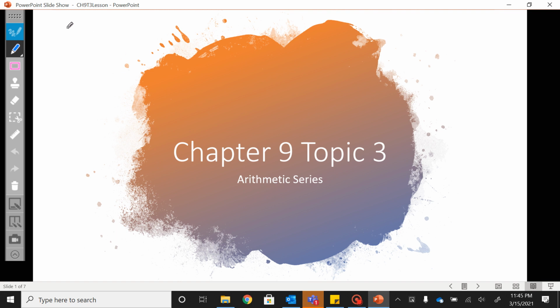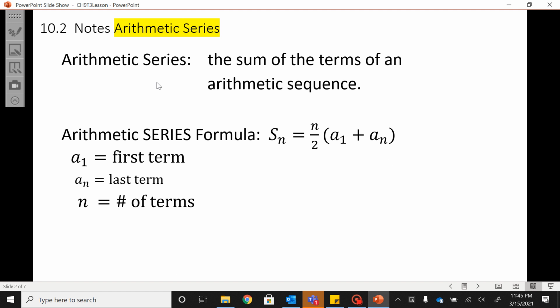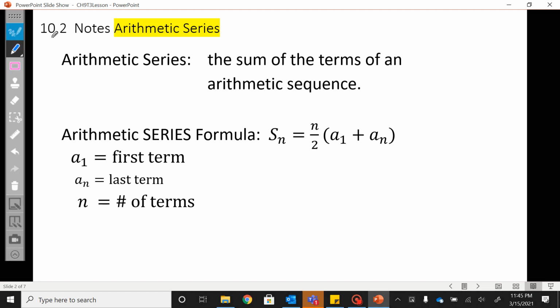So for example, if you have a sequence like 2, 6, let's see, we're adding 4 each time, so 10, 14, etc. This is a sequence. But on the other hand, 2 plus 6 plus 10 plus 14 plus etc. would be a series, okay? You're adding them all together. It turns out we have a formula that will do that for us. We just have to substitute the values into the formula and it will calculate the series.